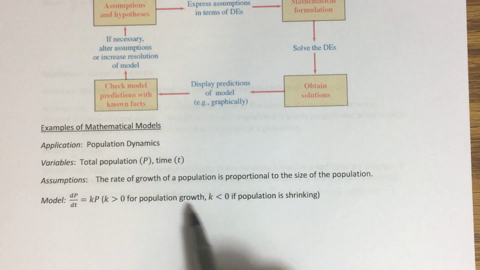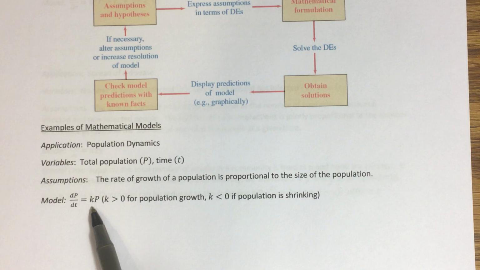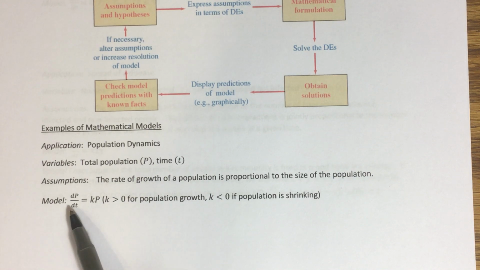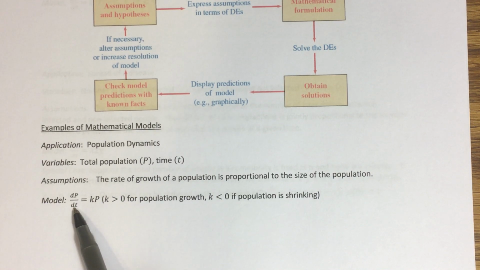And I think we discussed this before. If k is a positive number, this would be positive, indicating an increasing trend in our population. If k is negative, we'd have a decreasing trend.